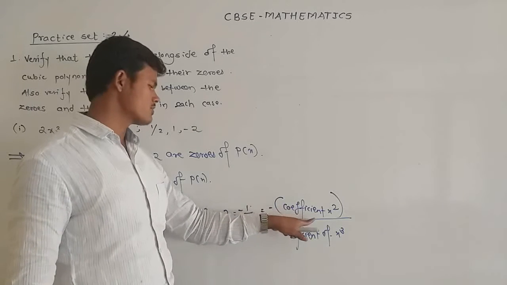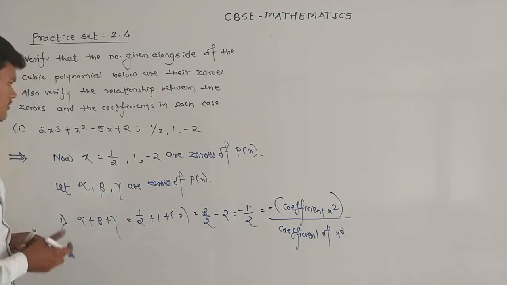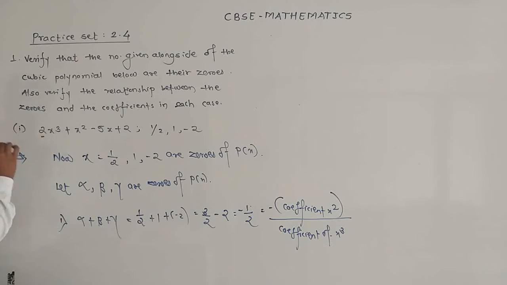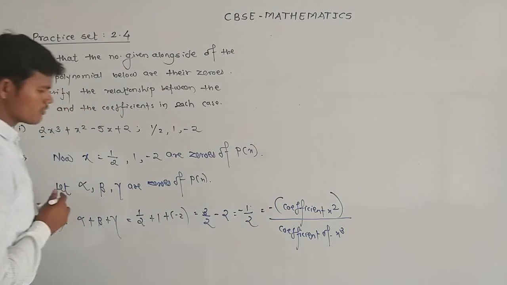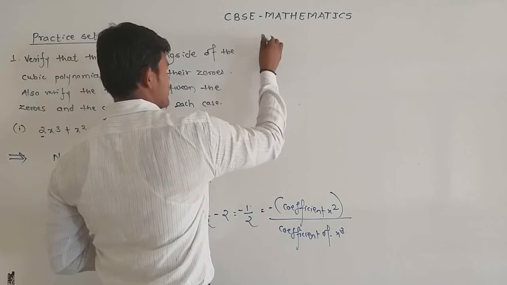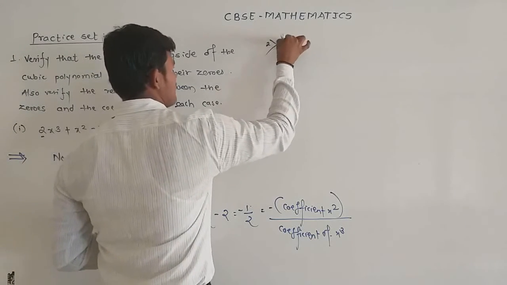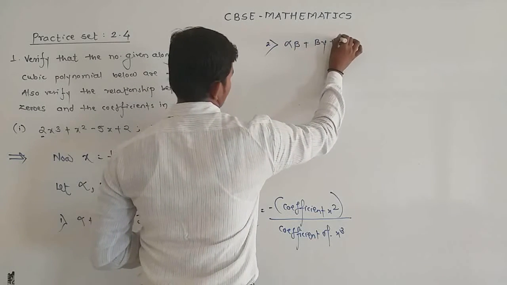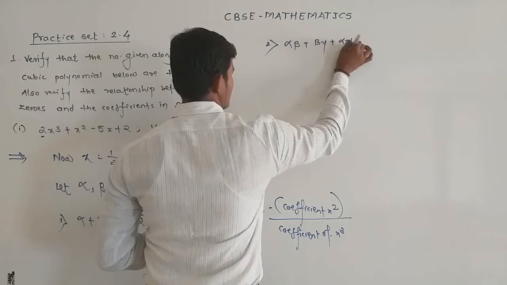So minus of coefficient of x square divided by coefficient of x cube. So the coefficient of x cube is nothing but 2, so we get its value as 2. Now the second relation is the sum of products of alternate zeros, that is alpha into beta plus beta into gamma plus gamma into alpha, or alpha into gamma.